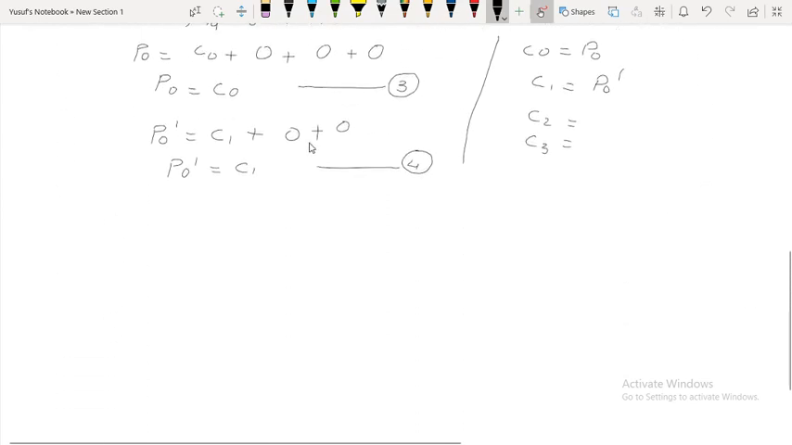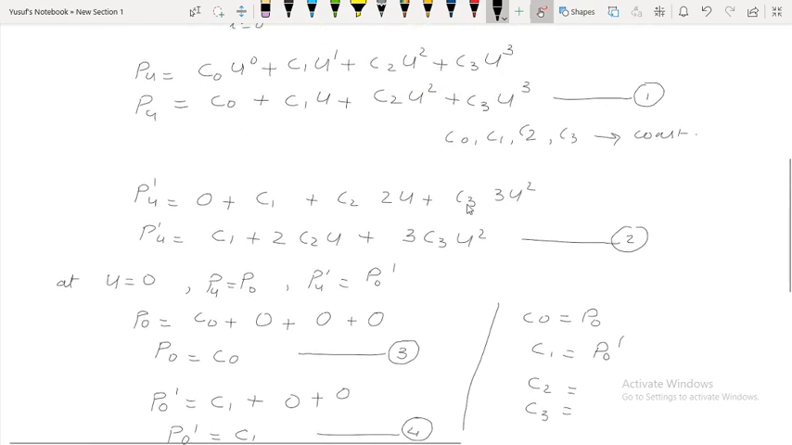So I am writing here the second boundary condition: at u is equal to 1, pu will be equal to p1 and pu dash will be equal to p1 dash. The same boundary condition I have to put in equations 1 and 2. Equation 1 is c0 plus c1 u, the value of u is 1. So p1 will be equal to c0 plus c1 into 1, plus c2 into 1 square plus c3 into 1 cube.